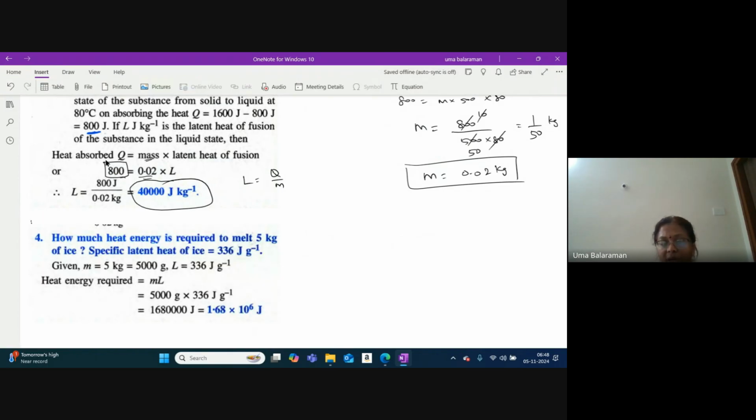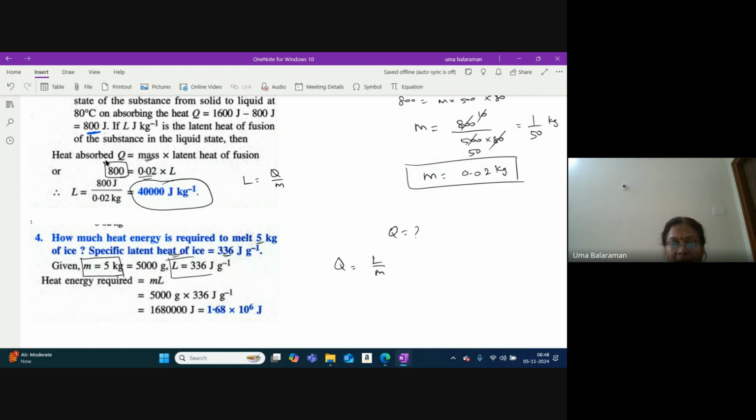How much heat energy is required to melt 5 kg of ice? Specific latent heat of ice is 336 joule per gram. So M is 5 kg. Specific latent heat is L. L is given. So Q is equal to L by M. They are asking what is Q? You know L, you know M. Just substitute and calculate.